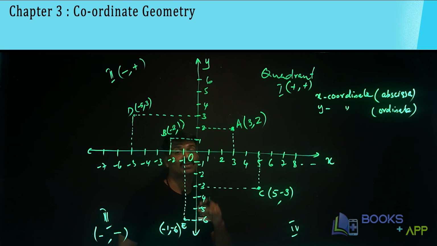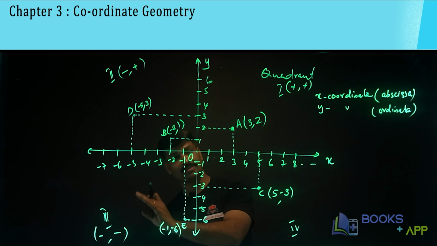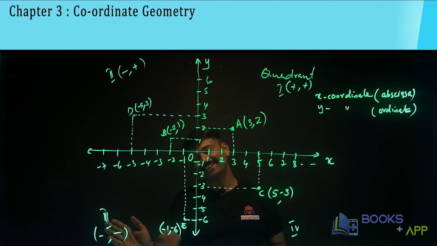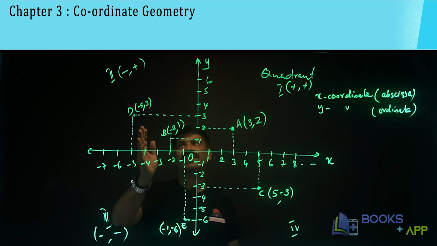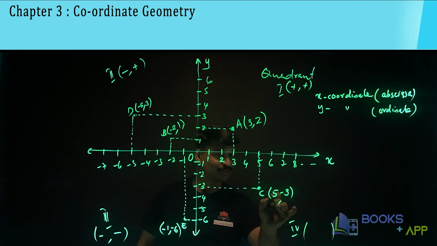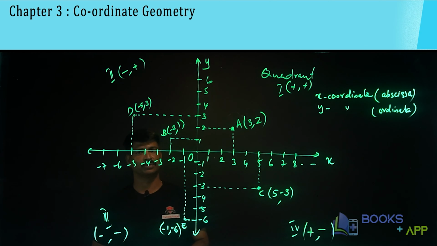X-coordinate will be negative and y-coordinate will be negative, but just vertical opposite. You see, in the first quadrant, both will be positive. Third quadrant, both will be negative. Second quadrant, first one is negative, second one is positive. But in the fourth quadrant, the x coordinate is positive and y coordinate will be negative. I think it is clear to you.